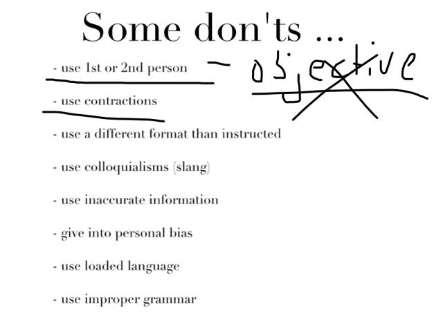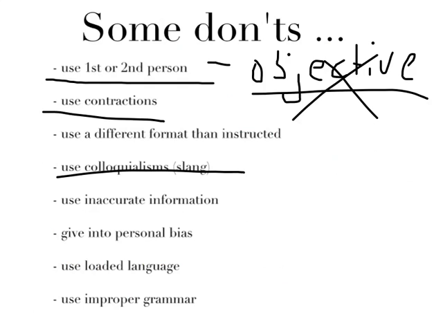You don't want to use contractions because they're too informal. Whenever possible, you want to spell out these words. Quotes are an exception. If there's stuff in the quotes, you leave that as is. But your own writing, you want to avoid contractions. You don't want to use a different format than the teacher indicates because that will drive us crazy. It's one of our pet peeves. We tell you to write it in Times New Roman 12-point font or whatever it is that we tell you. We want you to do it that way. So please follow those instructions.